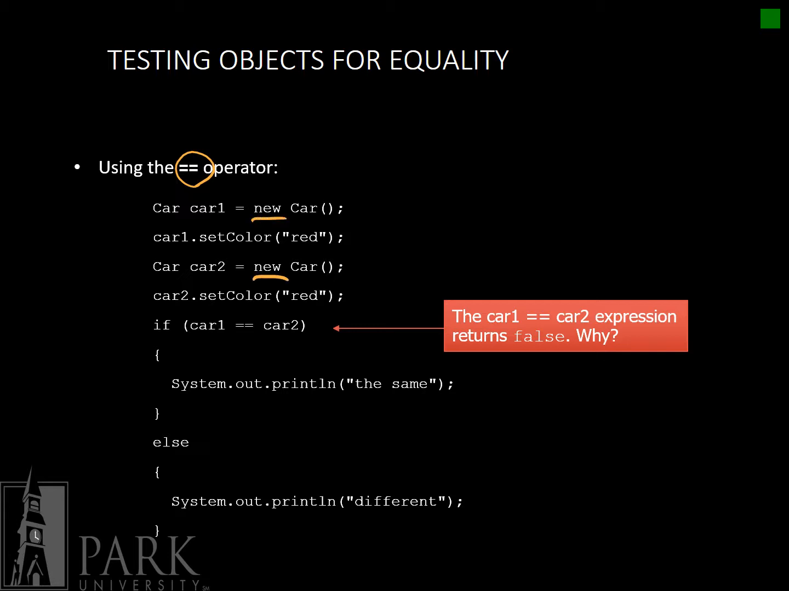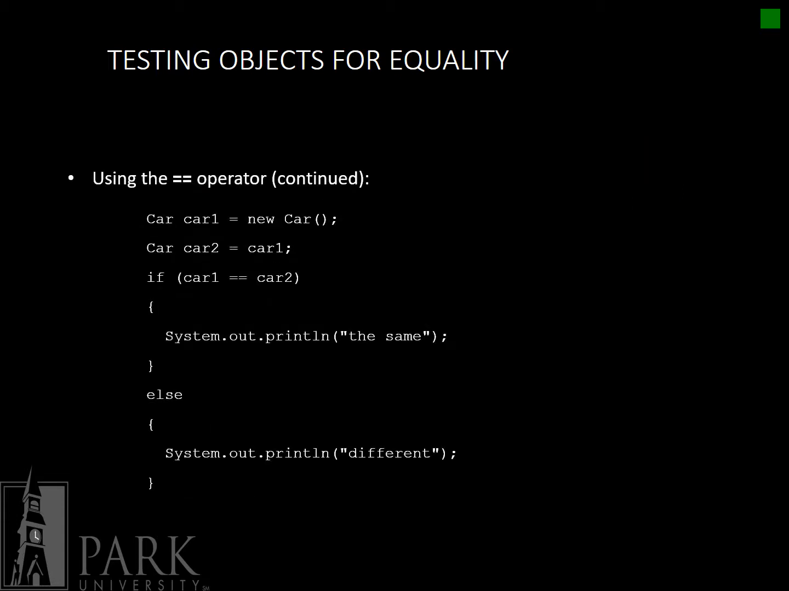Each of these new operators is going to set aside memory space for a separate car object, right? Car 1, car 2. So when it's comparing these two objects, it's going to say, no, they are not the same. They do not occupy the same memory space. So that's why this doesn't work. The equals equals operator returns true if the two reference variables point to the same object, i.e. the two reference variables contain the same address.